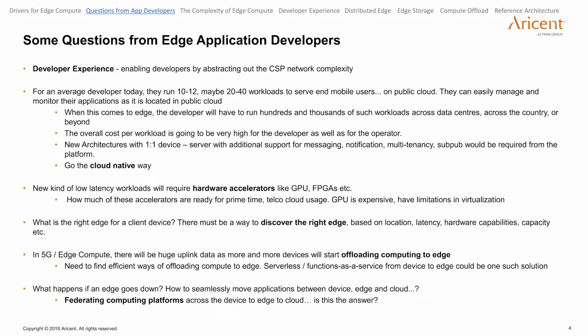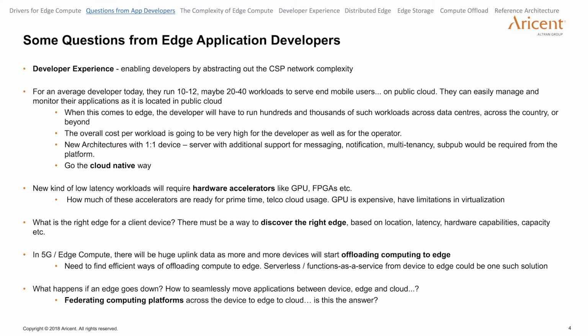Now we'll look a bit at the economics of edge compute. Say an average developer today might be running up to 100 or maybe thousands of workloads, but today most of them run between 10 to 12 or 20 to 40 workloads to serve their end mobile users, and these are running on public clouds. Now they can easily manage this. They just have to log into a virtual machine, which they can do from anywhere, from home, from the office, or from their mobile phones, and they can see what's going on. They can look at their logs, do diagnosis, and see how much money they made. Basically, they can monitor and monetize their applications quite easily from a central location.